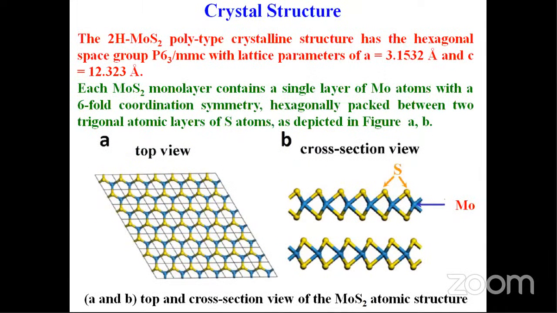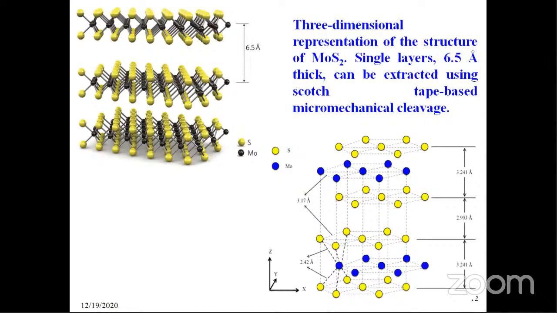Basically, this material has four types of polytypes of crystalline structures. I am testing only the special type, a hexagonal space group structure. Here we can see the three-dimensional view of the MoS2 system. You can see that the layers are stacked with the different layer.